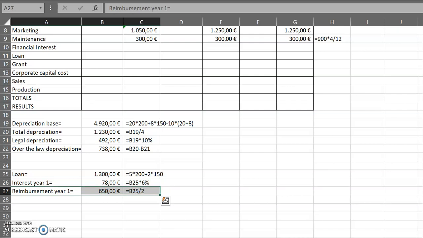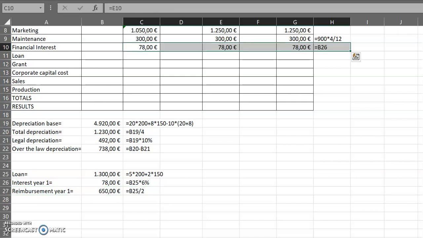Now we transfer this information to the table. The financial interest is going to be a cost, it's going to be an expense, and it's going to be a payment, while the loan is going to be a collection for the part that we ask.